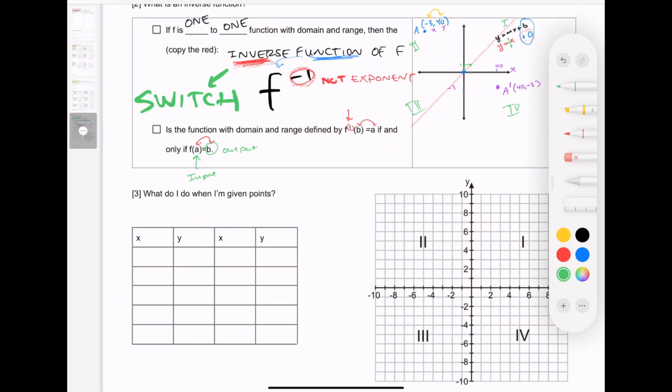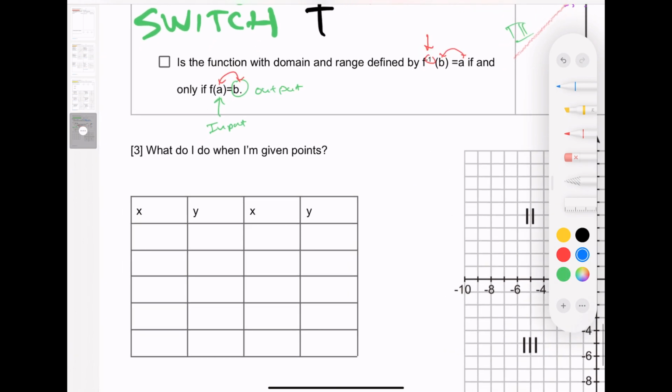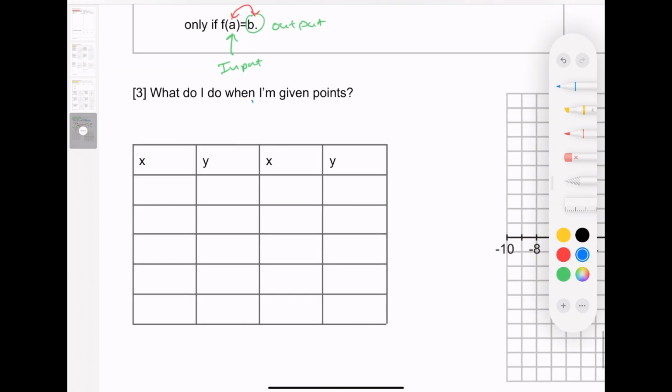All right, you're going to be given this order pair. So go down to number 3. What do I do when I'm given points? Let's call this function f, and it has these order pairs. Write them down.